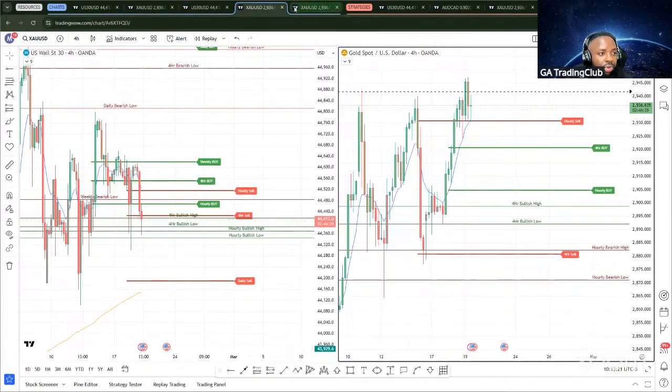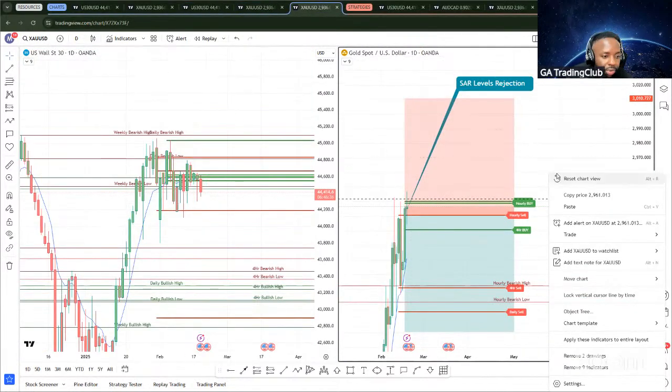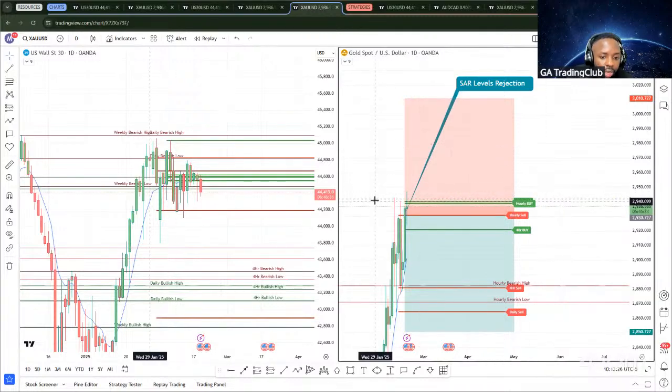Same thing with gold. The only trade I'm personally in right now is this gold entry right here.